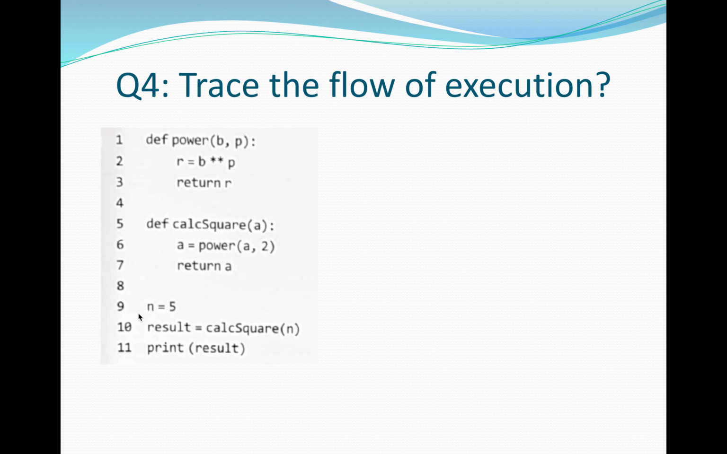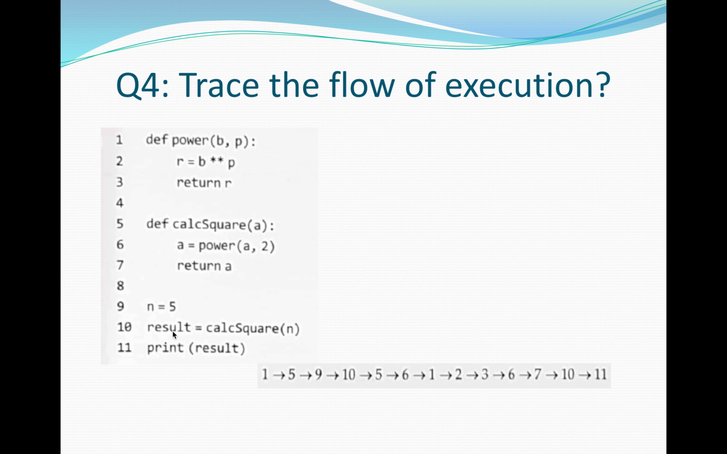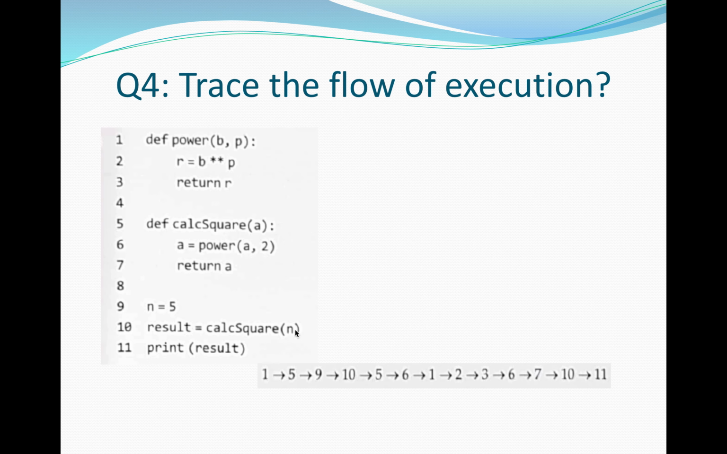Then it goes to the ninth statement. So first it executes the first statement, then the fifth statement, then goes to the ninth statement. Okay, then what happens? Executing ninth, n equal to 5. Then result equal to calc square of n. Calc square of n is a function call. So after executing the 10th statement, it goes to the fifth statement. Then the value of n is passed to a equal to power of a comma 2. Again a function call is there.